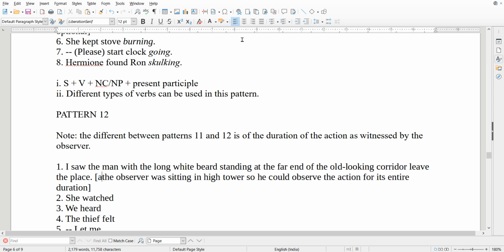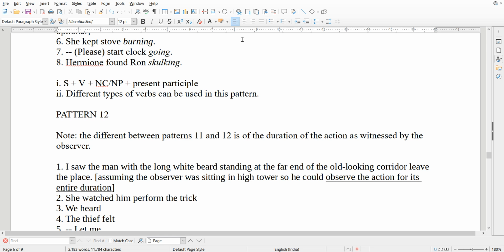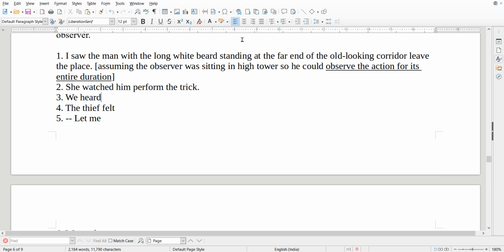So the point is, this form is for observing the action during the entire duration of it. She watched him perform the trick. So from the start to the end of the action, she watched him doing it. We heard the door slam. That is easy.